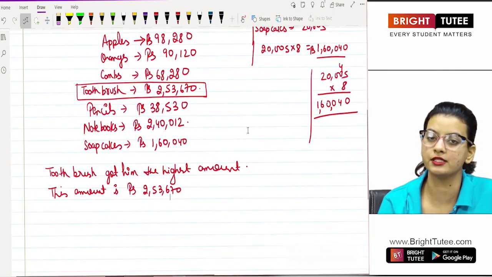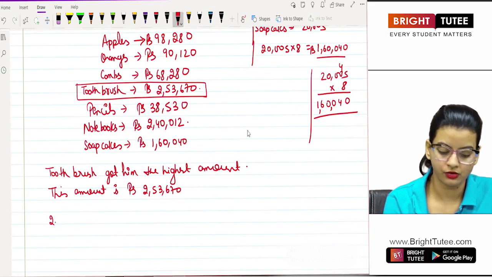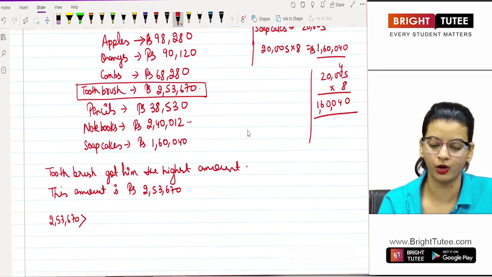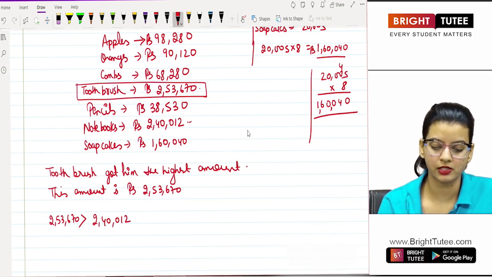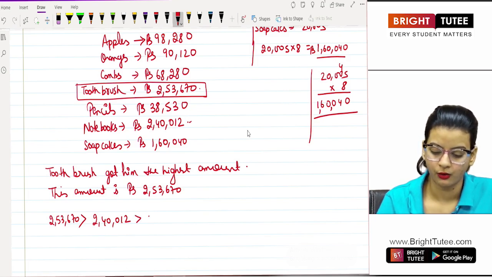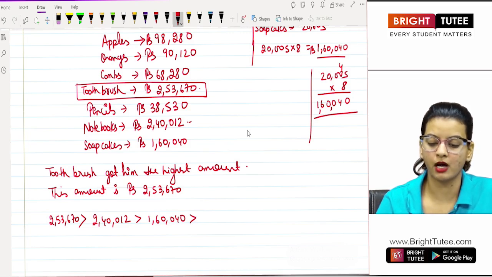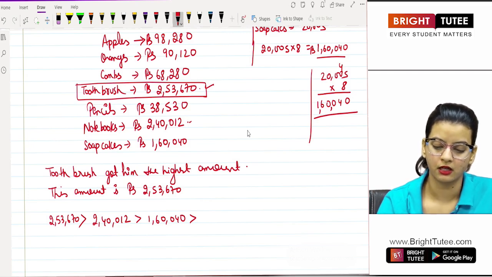Descending order means in the decreasing order. So we have to start with the highest amount. So it is 2,53,670, which is greater than the next amount, for notebooks. This is 2,40,012. Now next amount is for soap cakes. This is 1,60,040.